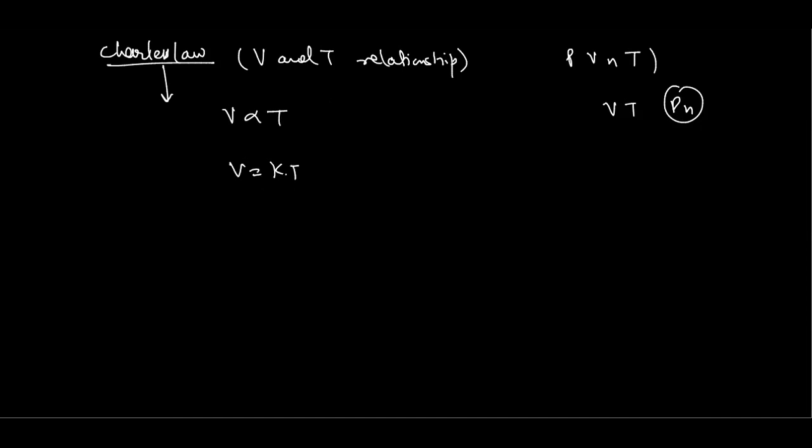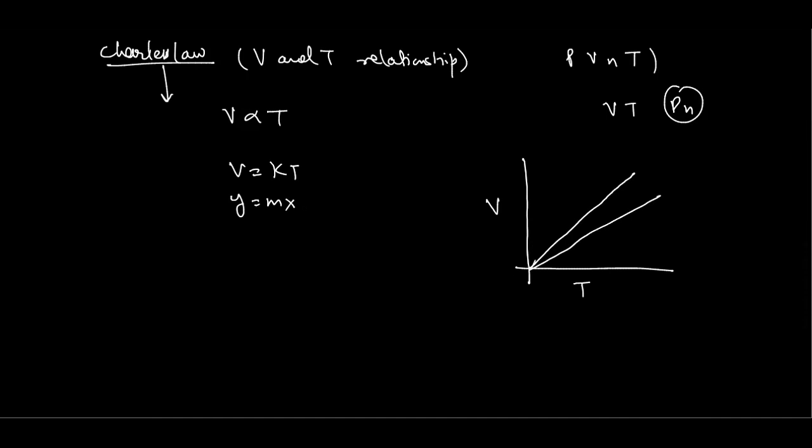Got it? If I am drawing the graph of this, V and T, how will it be? Straight line inclined to the x-axis. Yes, because we can consider this as y is equal to mx, where m has the value of K, and there is no intercept, so this will be a straight line from the origin.